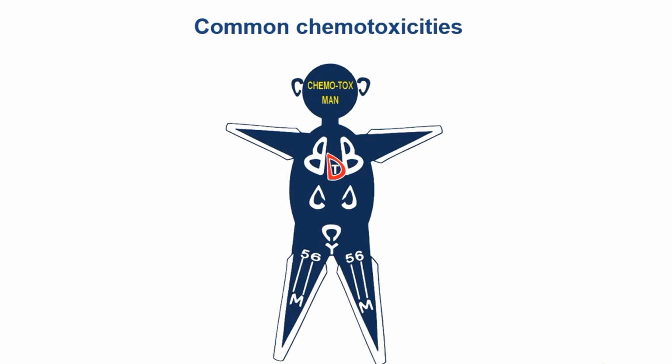Now for something a little more fun than learning about drug mechanisms, allow me to introduce you to ChemoToxMan. ChemoToxMan aptly illustrates the major toxicities of various cancer drugs. Pay close attention to the shape of various markings on its body because they spell out the first letter of most drugs that have toxicities corresponding to that region of the body. This diagram is very helpful for the boards.